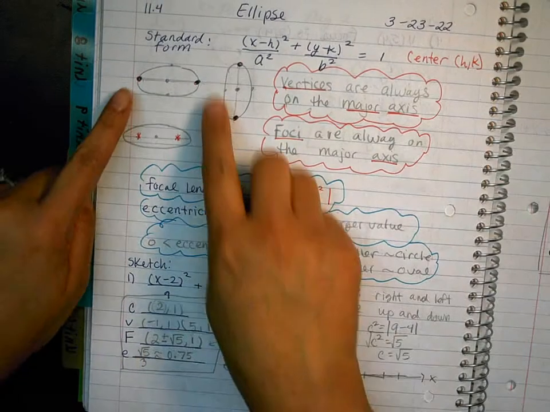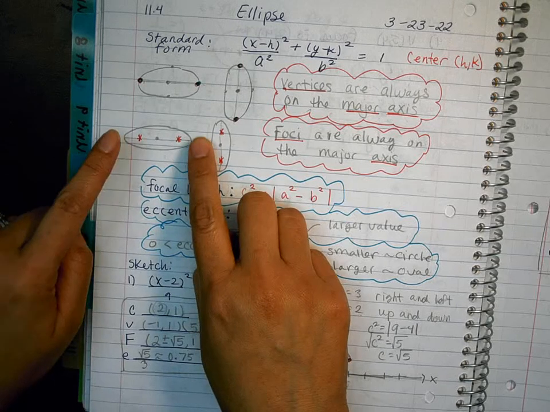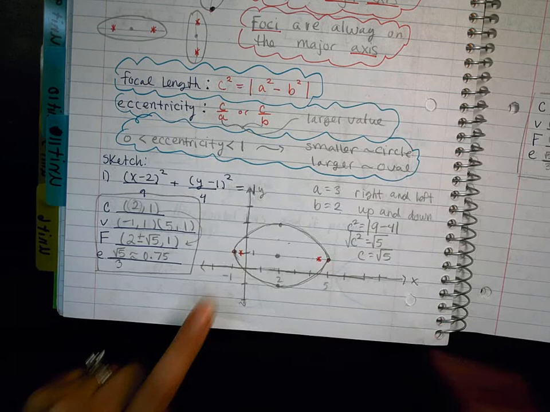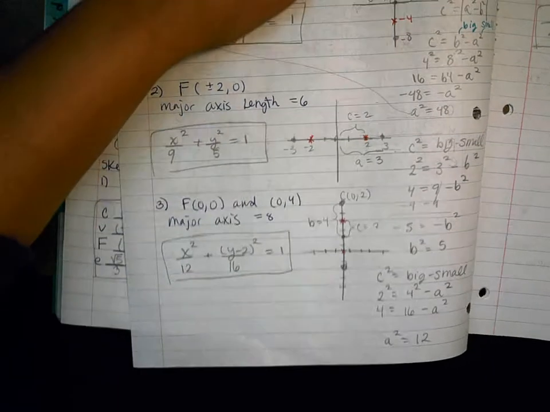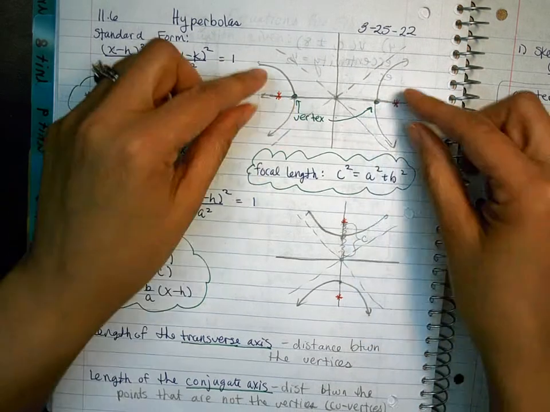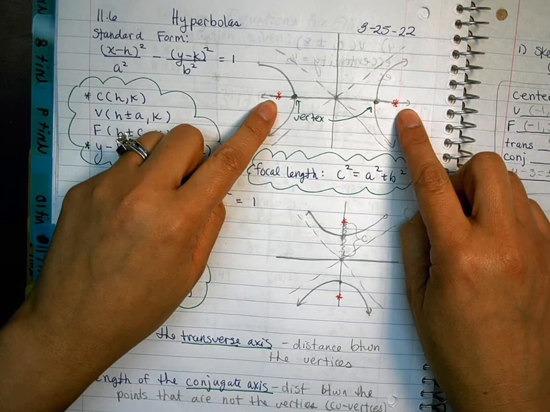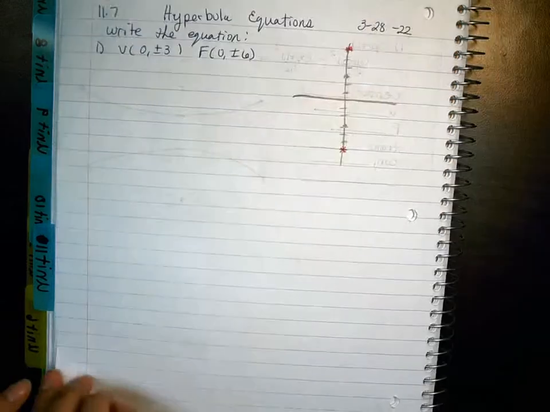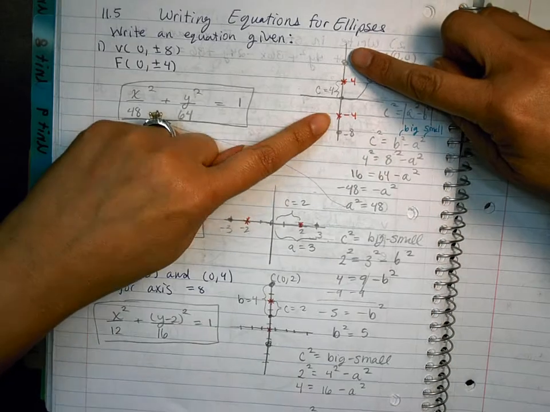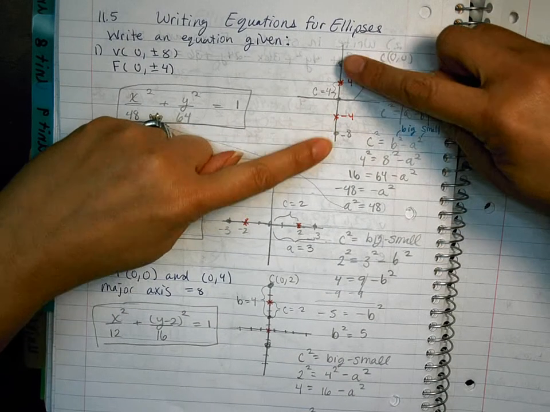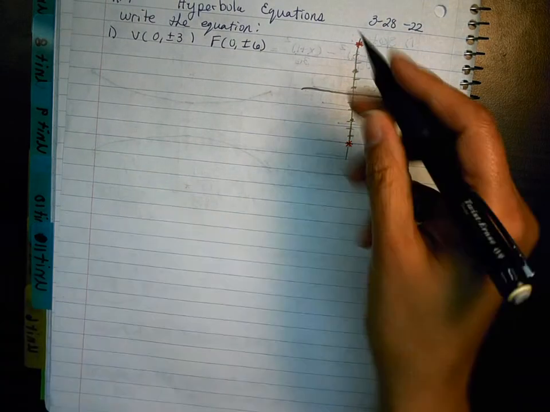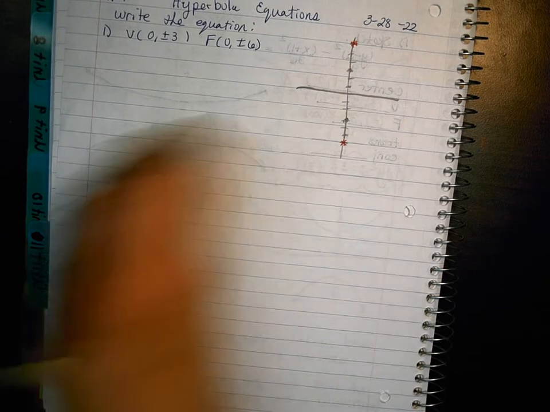Let me show you here. There's the vertices, there's the foci. Do you guys remember that with an ellipse? With a hyperbola, the foci were always outside of the vertices. Inside the cups, but outside of the vertices. Do you guys remember that? So when you're working backwards with an ellipse, the stars are always inside the vertices. With the hyperbola, the stars are outside of the vertices. You'll need to know that for the test.